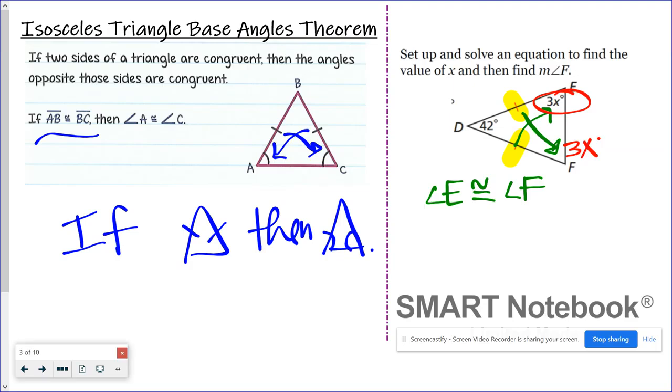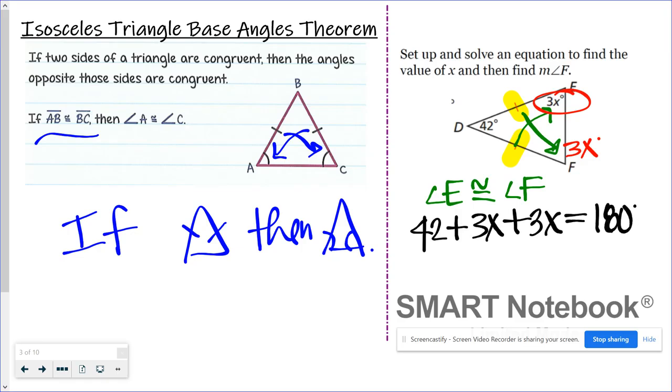So then I can use the fact that all three angles add up to be 180 to write an equation. So I can say 42 plus 3x is equal to 180 degrees. Combine like terms, and then go about solving this equation for x. So ultimately, I get that x is equal to 23.